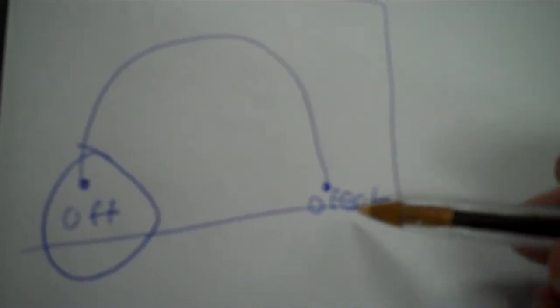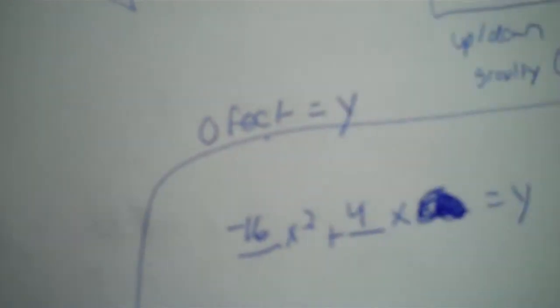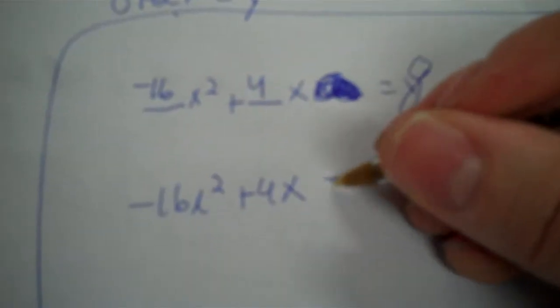Now, you take the downside of the parabola, you take that 0 feet from here to here, and feet equals y, so that goes in for y. You put 0 in for y, now y is gone. So I have negative 16x to the second plus 4x equals 0. Okay, and x has two solutions.